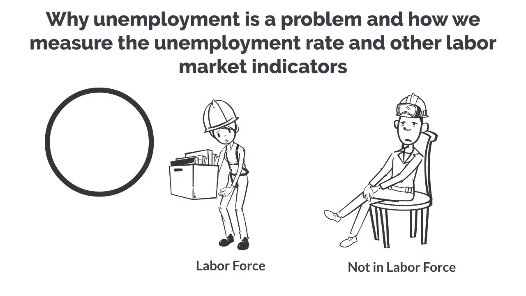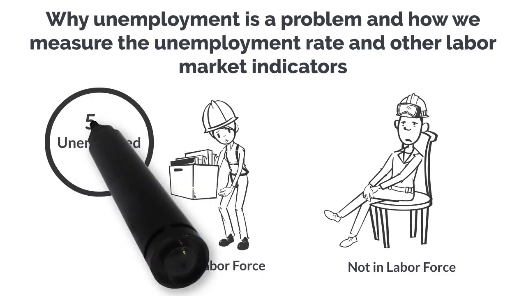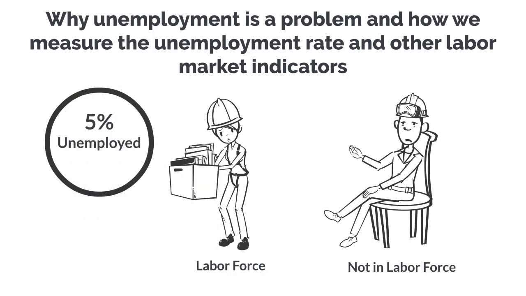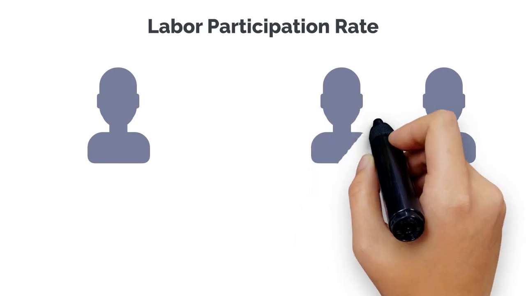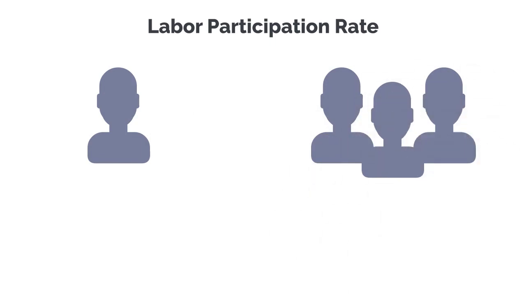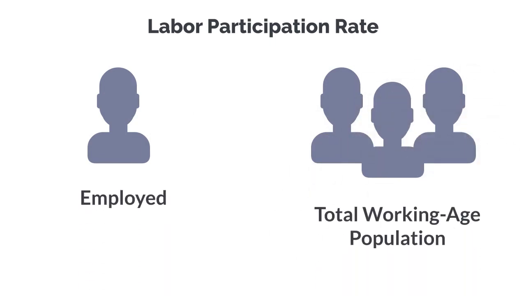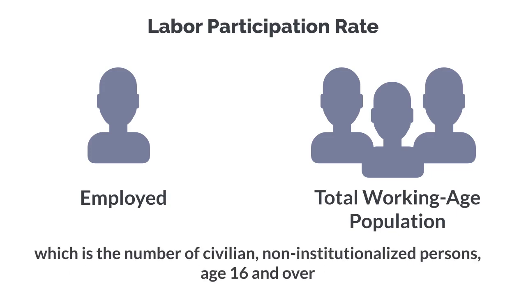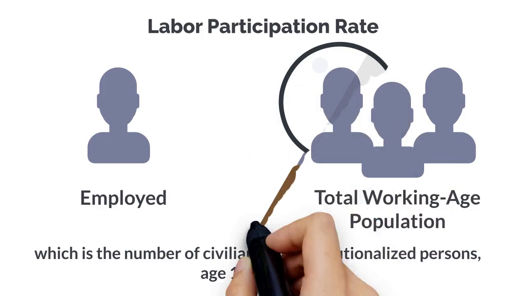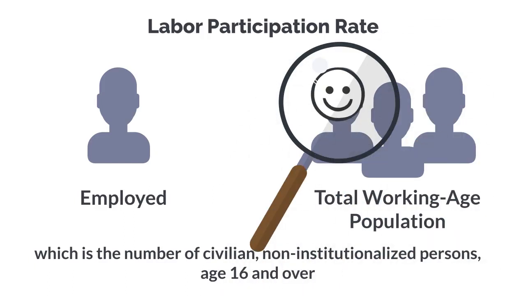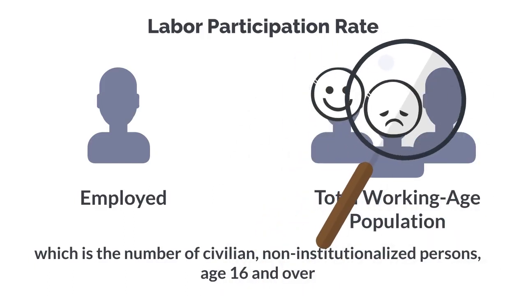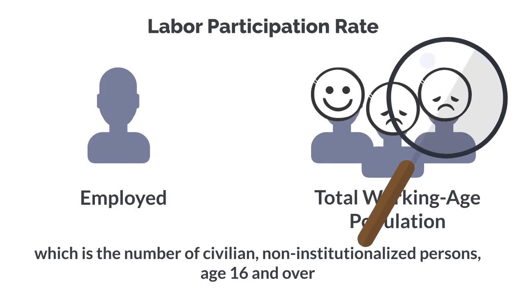Therefore, the unemployment rate is measured as the percentage of people in the labor force who are unemployed. Labor participation rate. The labor participation rate shows the number of people currently employed as a share of the total working-age population, which is the number of civilian, non-institutionalized persons aged 16 and over. This measure does not typically change dramatically from month to month, but even minor changes help identify which segments of the population are experiencing the most job loss or gain.